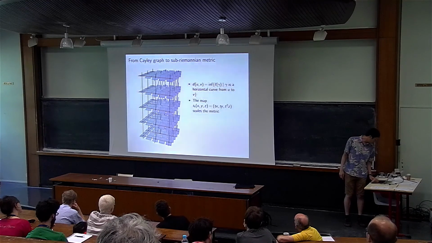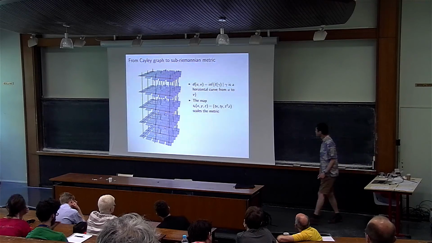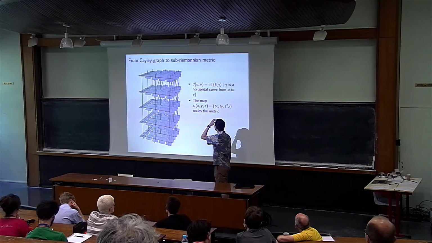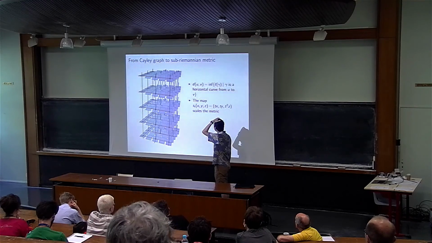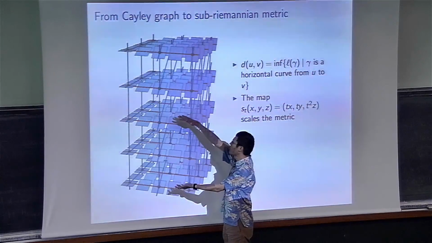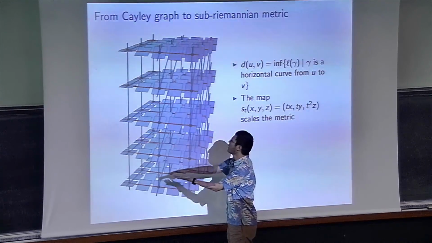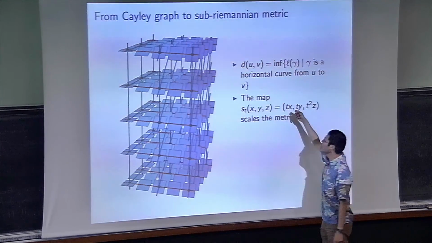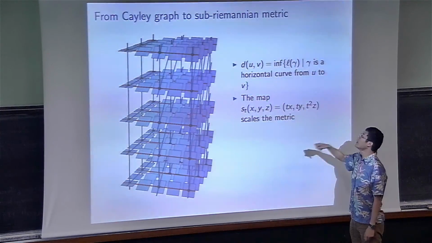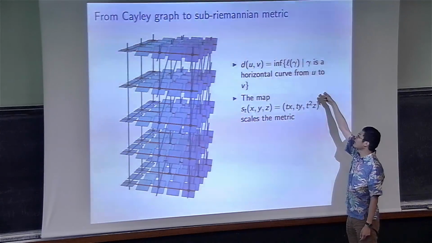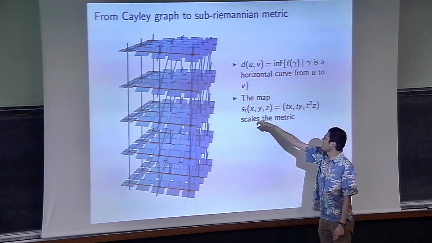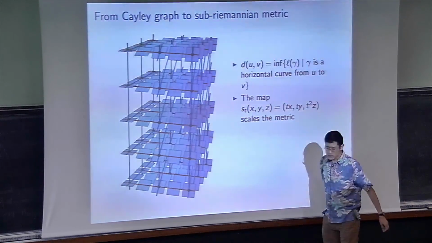And what else can we say? You can check that this metric supports the same scaling map that we saw for the Cayley graphs. In fact, what happens is that we have this collection of horizontal tangent planes that determines the metric. And then if we apply this scaling, you can calculate that it sends these horizontal planes to horizontal planes. And so it sends horizontal curves to horizontal curves. And so the distance between 2 points scales exactly by a factor of t.